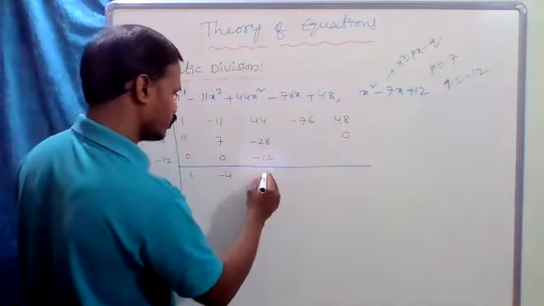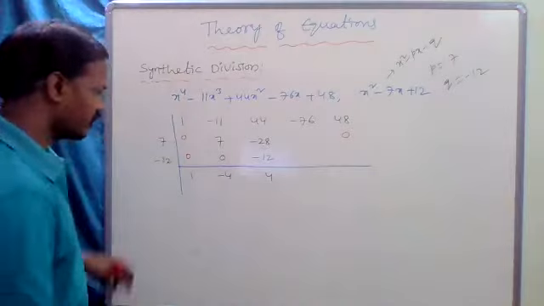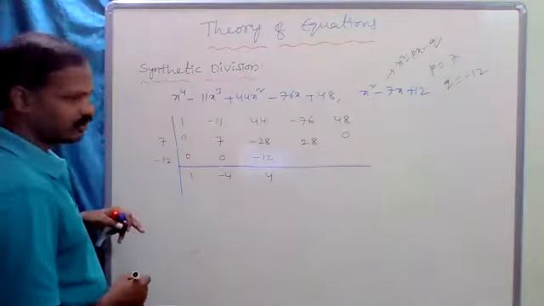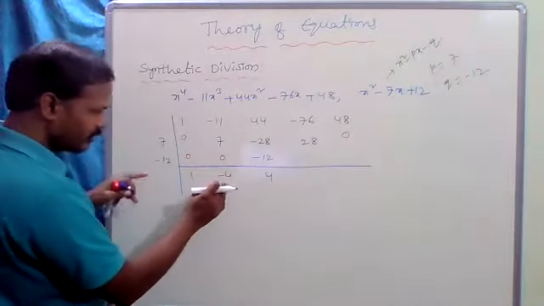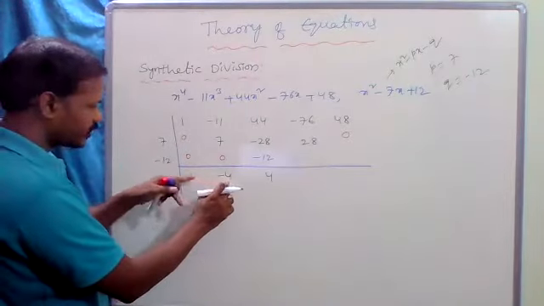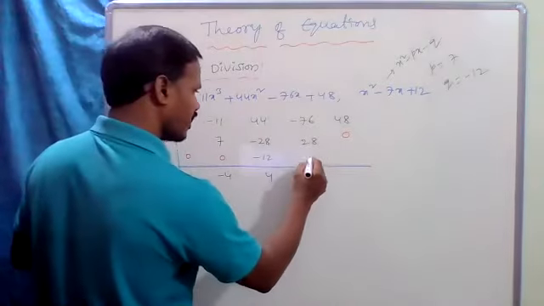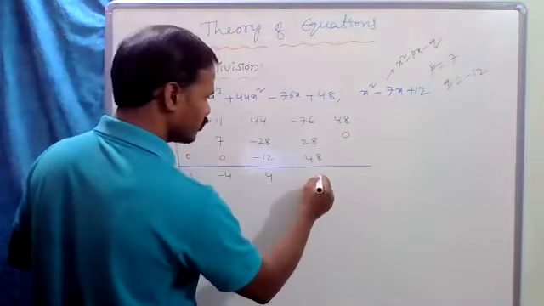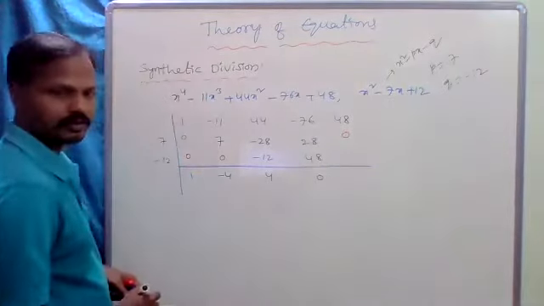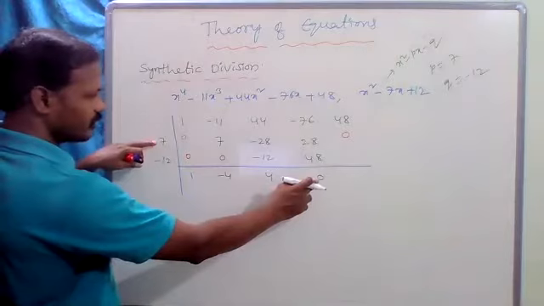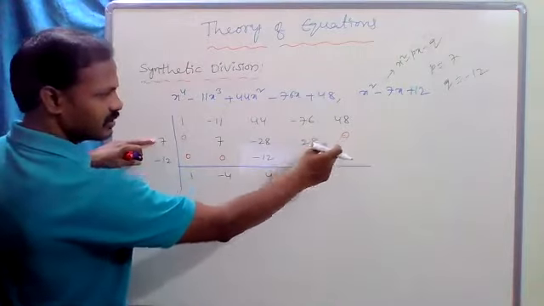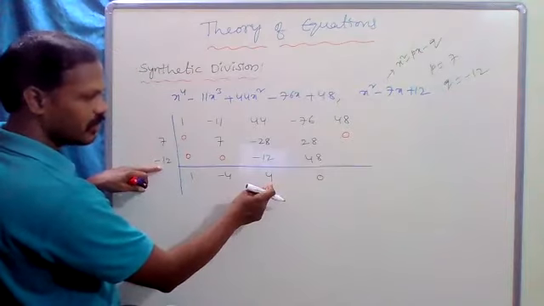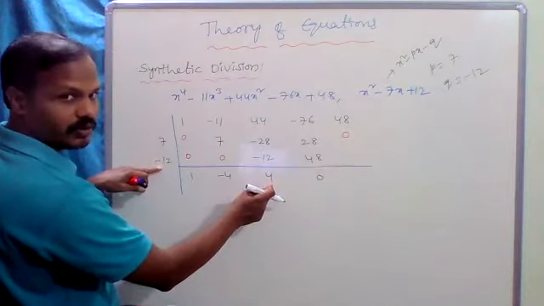Now what is this? So 4. This is 4. Now 4 into 7, 28. Now here what you have to write? You have to write this minus 12 into minus 4, 48. Now this is 0. This is 0. So here 0 is there. Now here what you have to write? Here 4 into minus 12. Yes or no? 4 into minus 12.